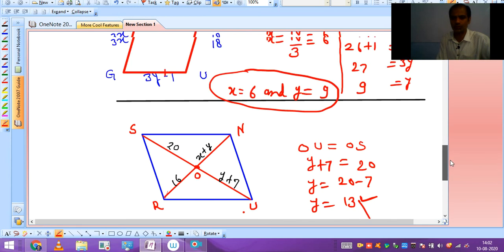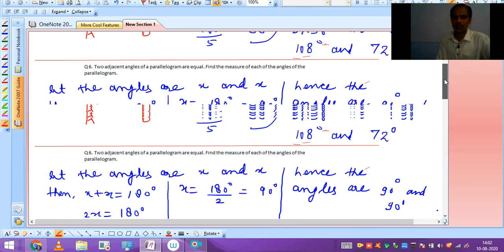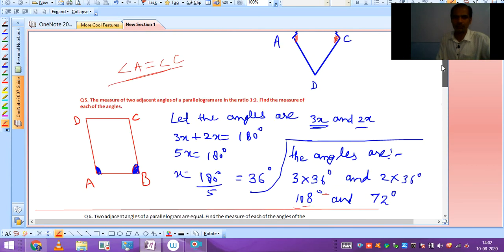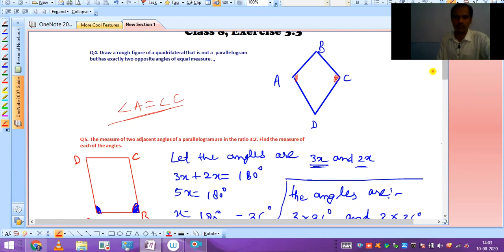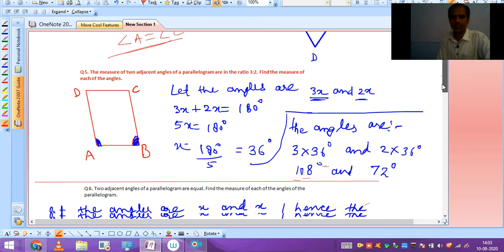Okay students, now let me revise a few important questions of this video. First question is regarding a kite. It is not given in the question, but you have to remember the properties of quadrilaterals. So, a kite is a quadrilateral in which there are exactly two opposite angles of equal measure. So, in this diagram, angle A is equal to angle C.